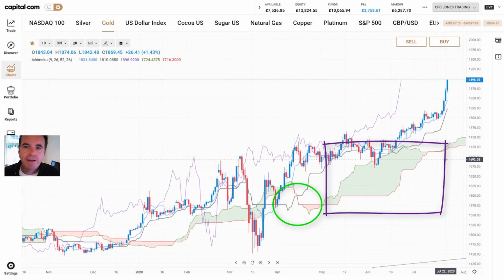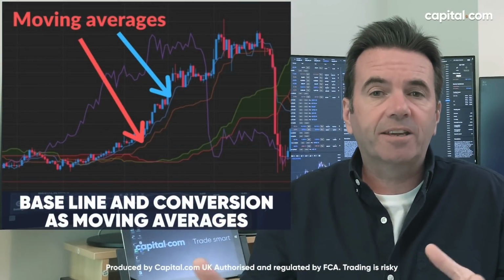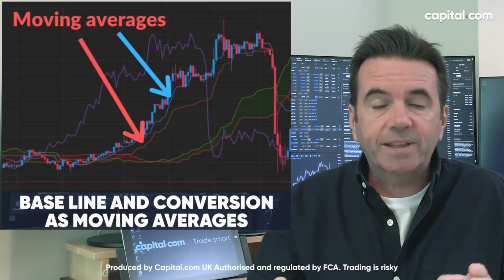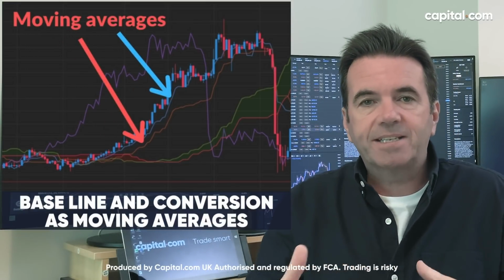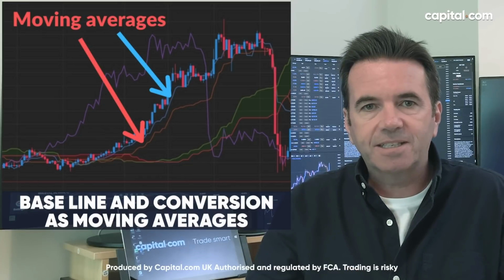So I'll talk a bit now about how to use some trading strategies in theory. Then we'll come back onto the chart and look at things in more depth. A very simple strategy is almost to treat the baseline and the conversion line as moving averages. When they cross over, we take a buy signal or a sell signal. We'll have a look at those in a second.